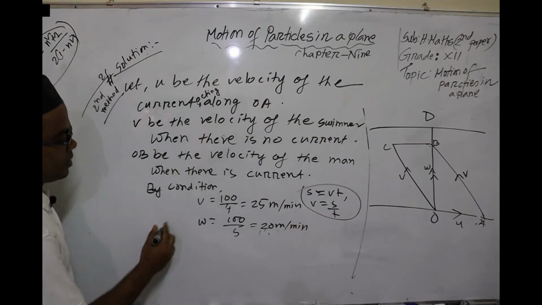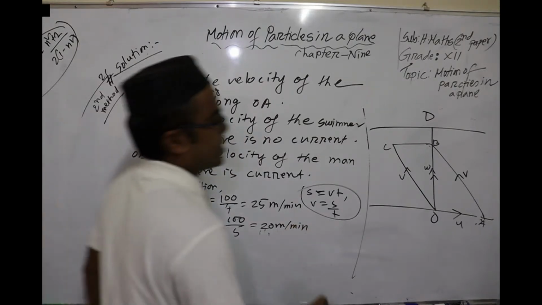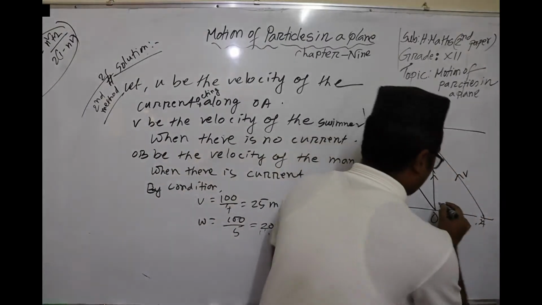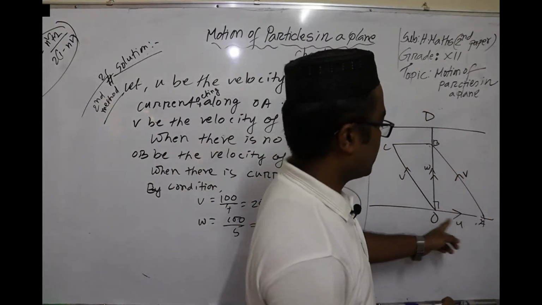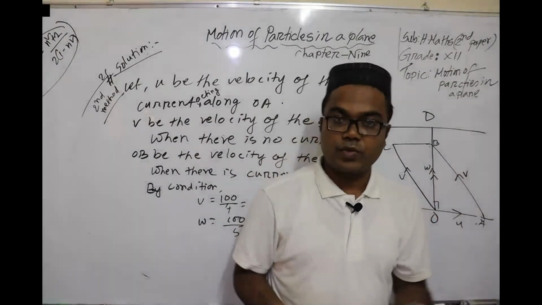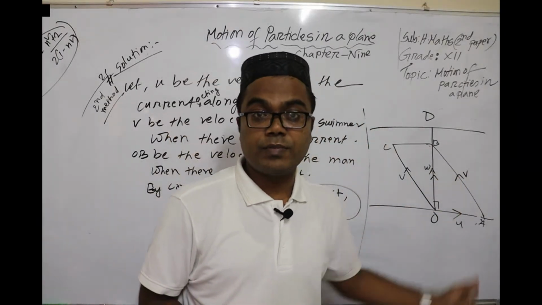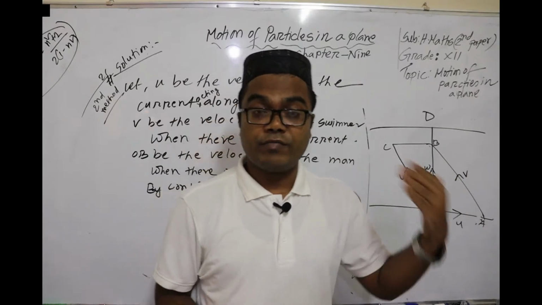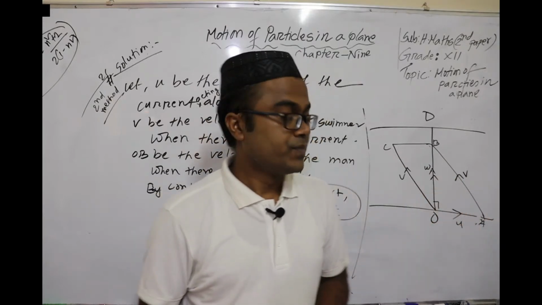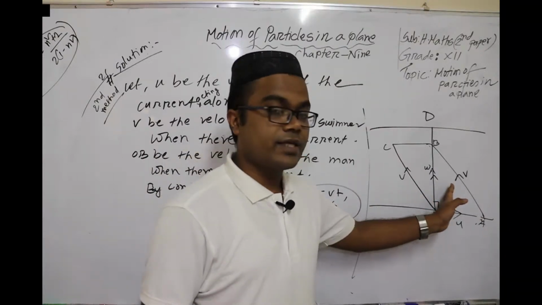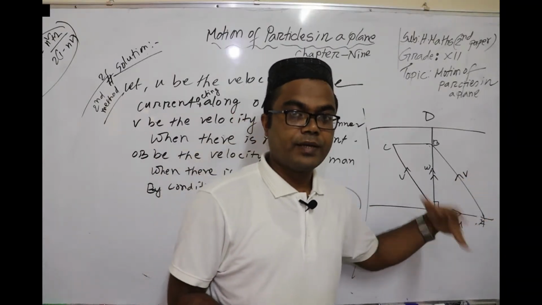Okay. Now in right angle triangle OAB, this one is 90 degree. So in right angle triangle OAB, applying Pythagoras theorem. But another method you can apply, w cos equal to u plus v, like this. So I like this method, that's why you can apply Pythagoras theorem.